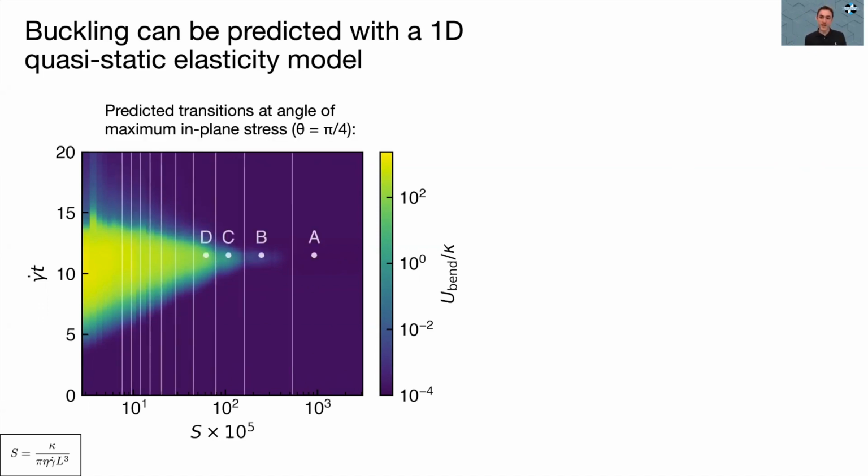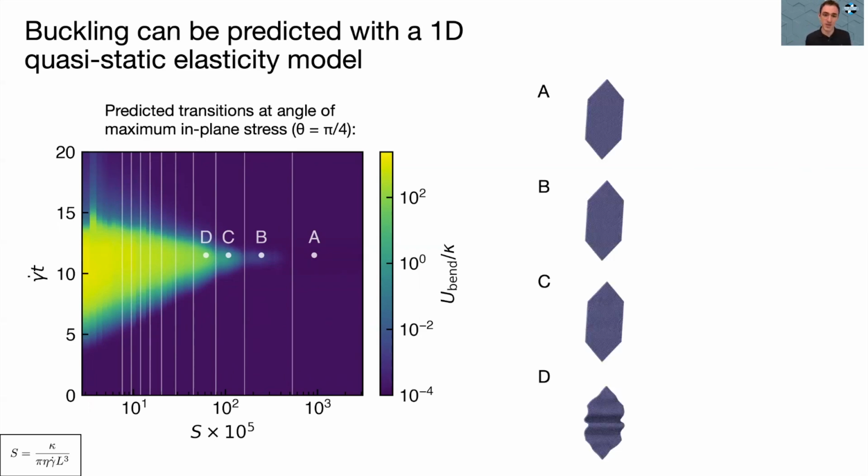On top of this graph, I can overlay the predicted transitions from the model on the previous slide at the angle of maximum in-plane stress. And I've put down points A, B, C, and D between these different buckling transitions. And we can look at snapshots at these points. You can see A, B, and C look pretty similar.